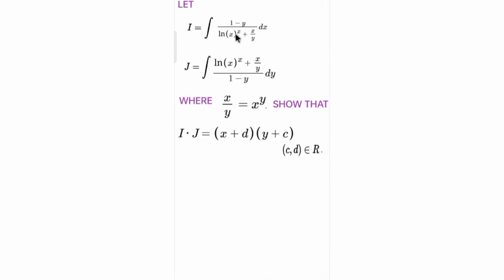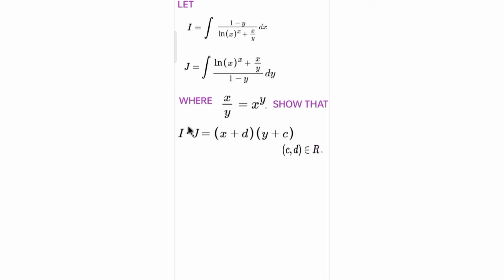So coming to the question, this is the question. Let I be the integral of 1 minus y divided by (ln x) power x plus x by y, dx, and J is the integral of (ln x) power x plus x by y divided by 1 minus y, dy. You can observe that this whole term is just the reciprocal of this. And the second condition given to us is x by y is equal to x power y.